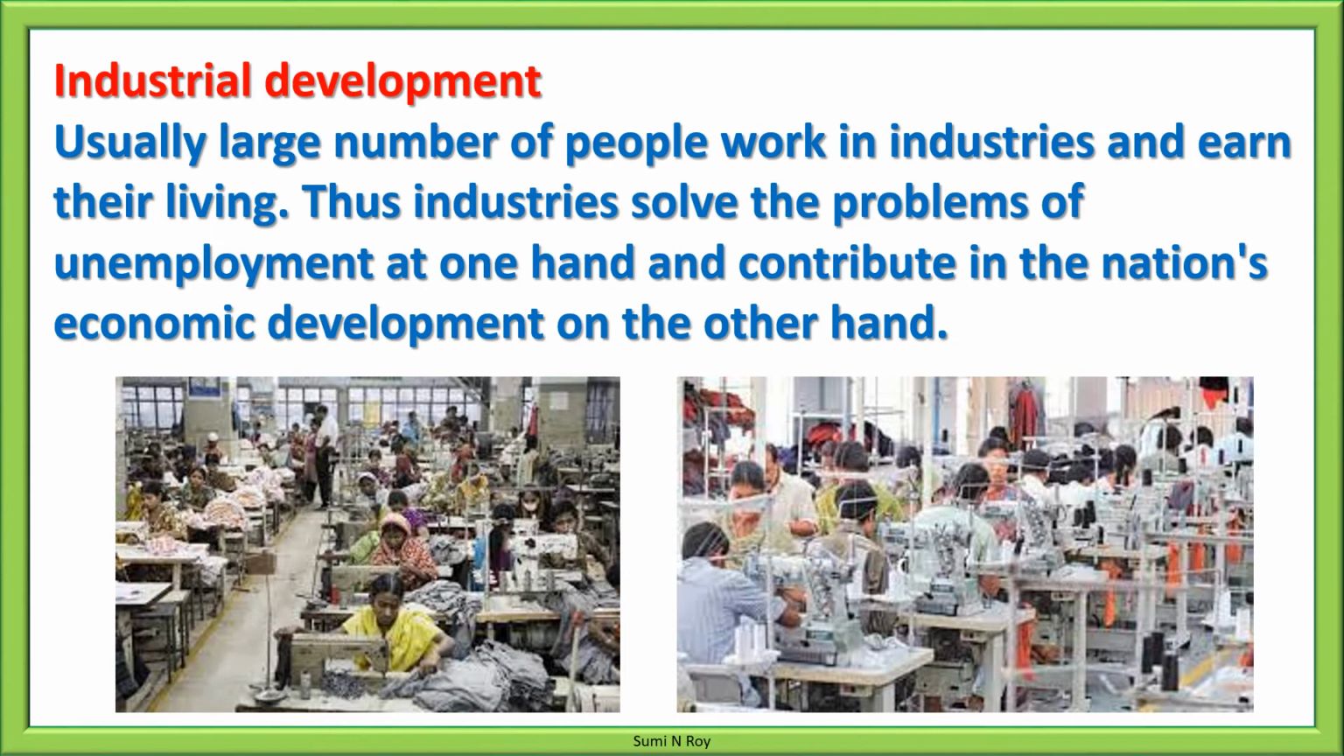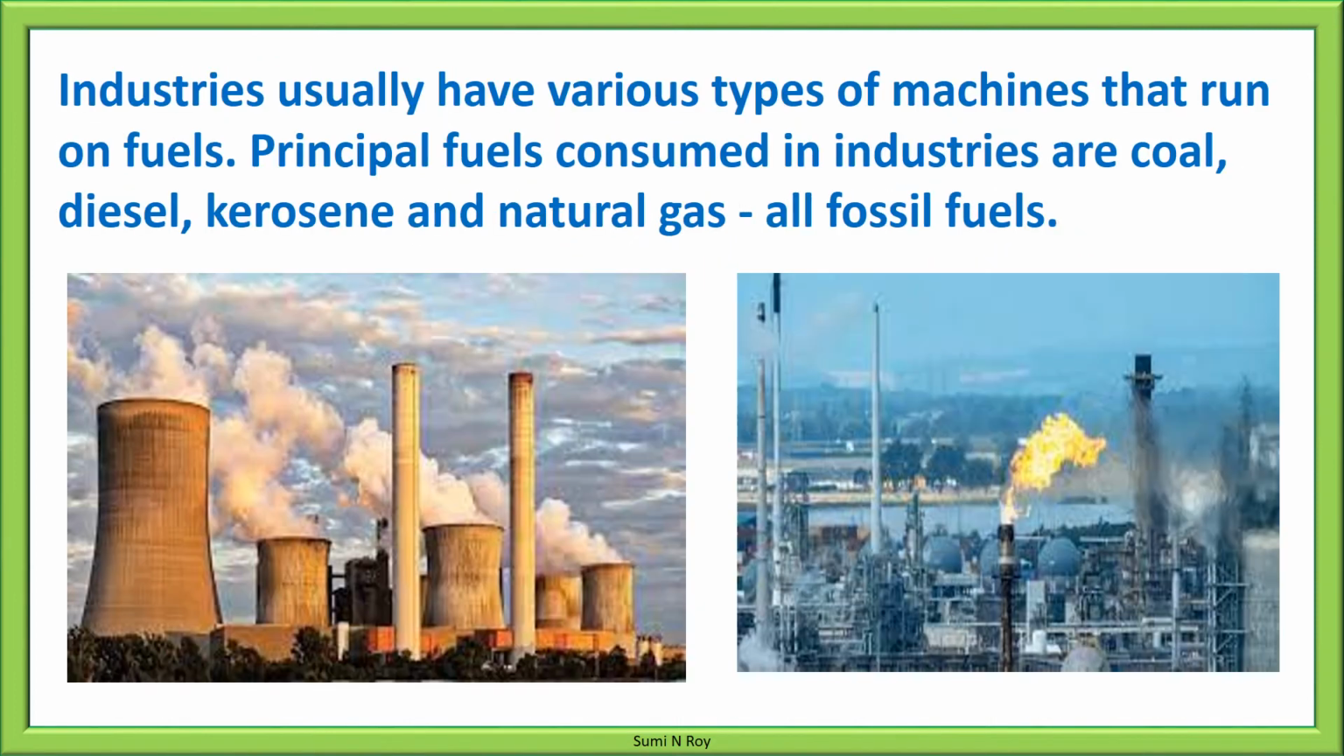Usually, a large number of people work in industries and earn their living. Thus, industries solve the problem of unemployment on one hand, and contribute to the nation's economic development on the other hand. Industries usually have various types of machines that run on fuel. Principal fuels consumed in industries are coal, diesel, kerosene, and natural gas, all fossil fuels.